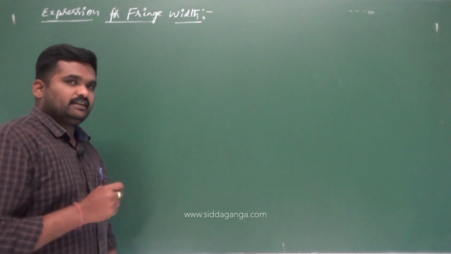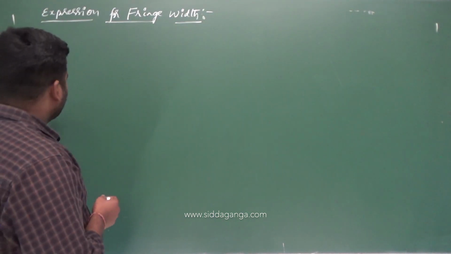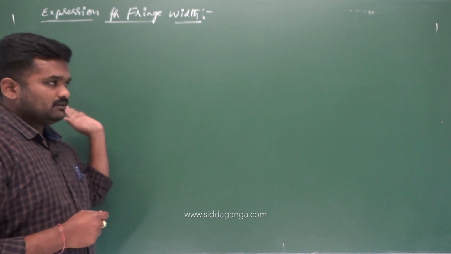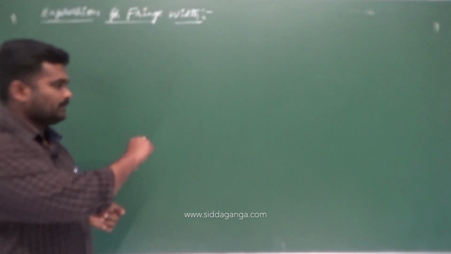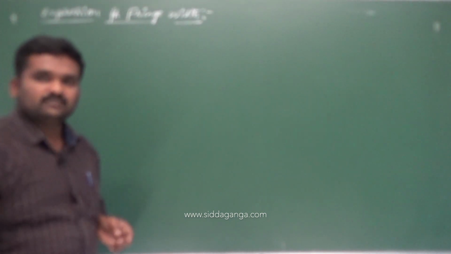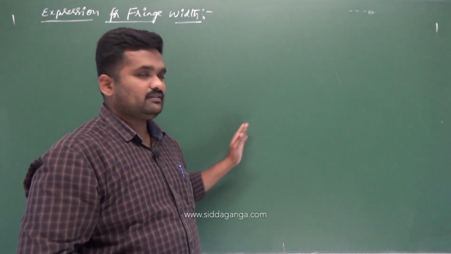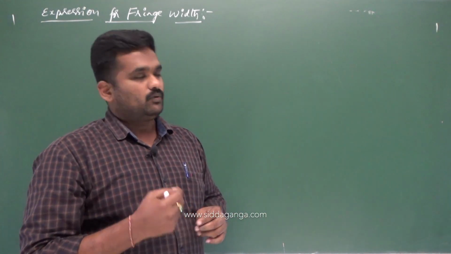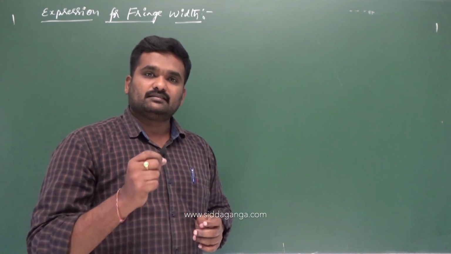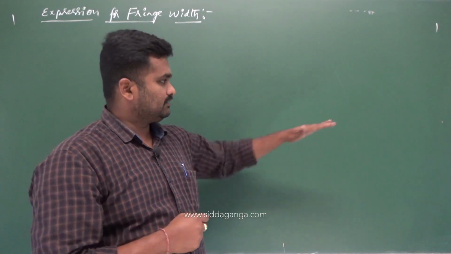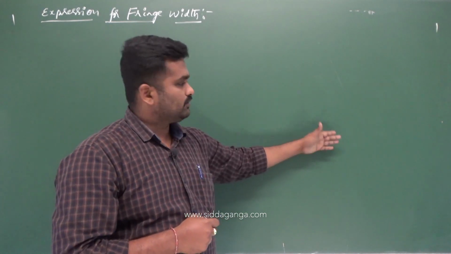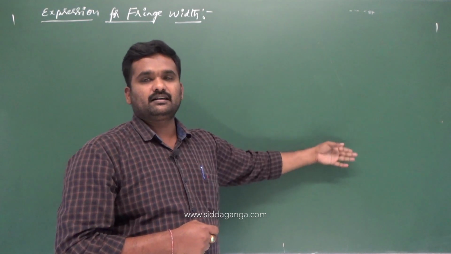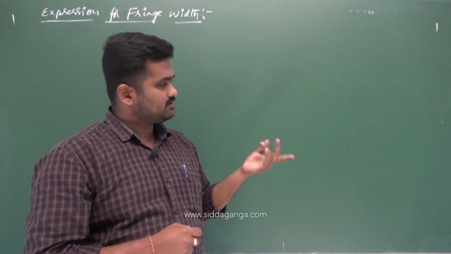One more point we have studied: whenever two waves from two coherent sources superpose, for constructive interference the phase difference should be 0, 2π, 4π and so on, and for destructive interference π, 3π, 5π, we have studied. Also, exactly at the center of the screen, a central bright fringe is going to be formed. On either side of the central maxima, we are going to have consecutive dark and bright fringes.